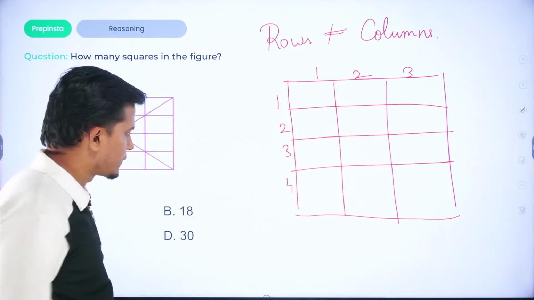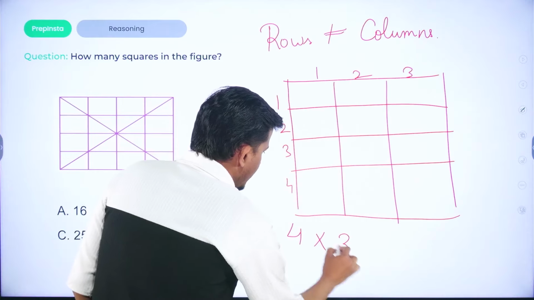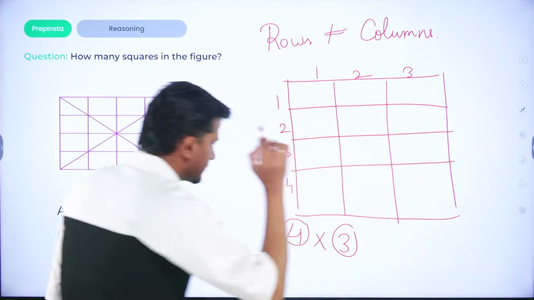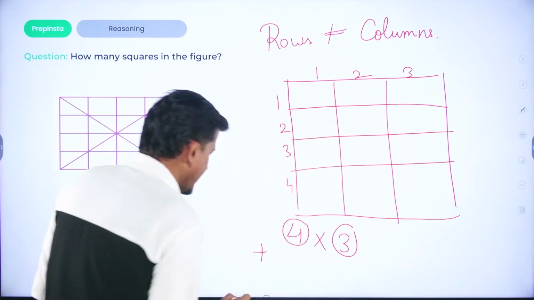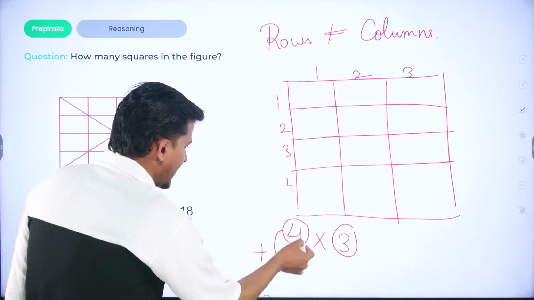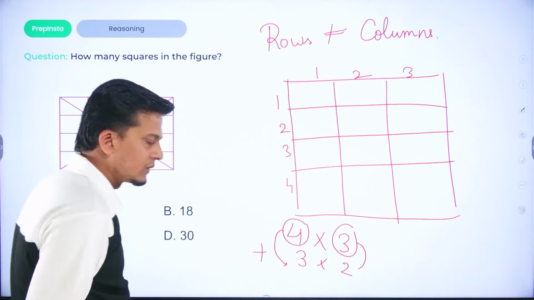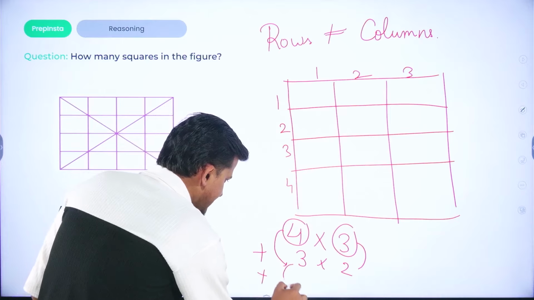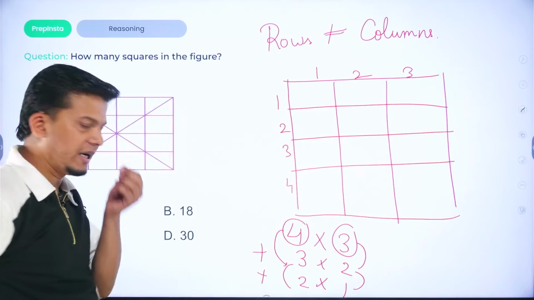What would be the ideal approach? Just take the maximum, the highest number from the rows and the columns, right? So 4 into 3, then we will be adding on the number which is lesser than 4, it would be 3, and the number lesser than 3, it would be 2. Then we will add on the number lesser than 3, it would be 2, and the number lesser than 2, it would be 1, right?